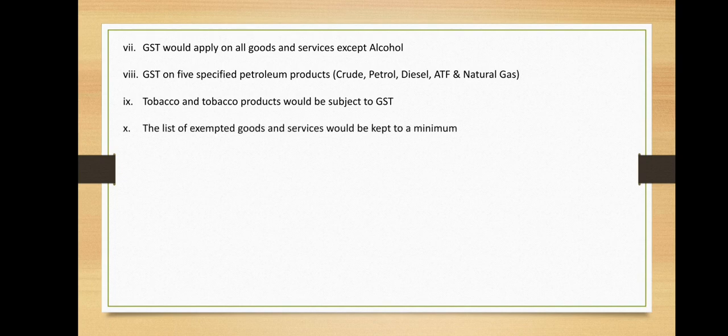The list of exempted goods and services would be kept to a minimum, and it would be harmonized for the center and the states as well as across the states as far as possible. Exports would be zero rated supplies. Thus, goods or services that are exported would not suffer input taxes or taxes on finished products.